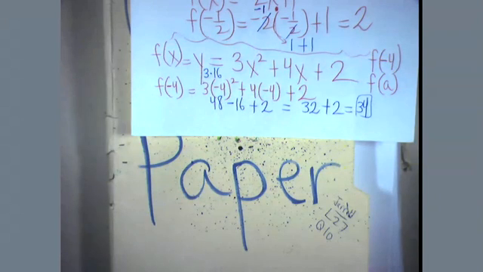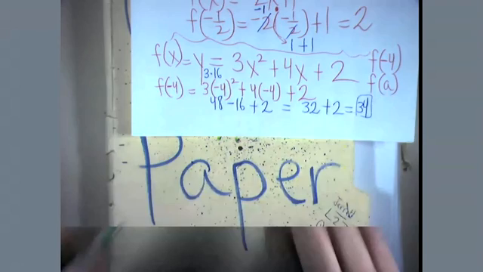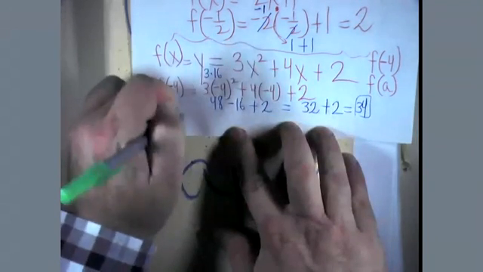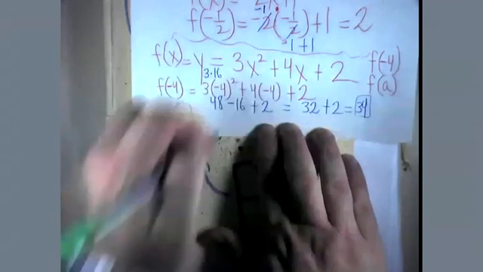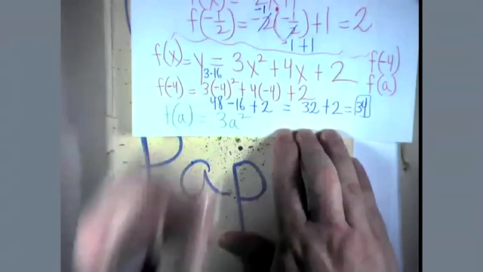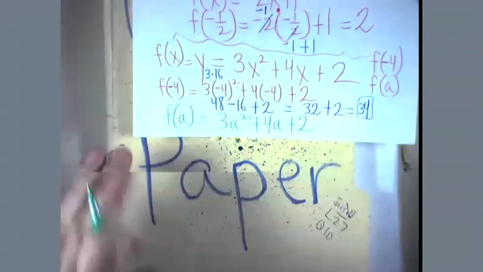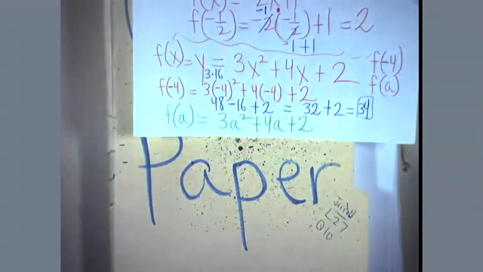Let's find the second function. The second time around, everywhere you see an x, that means you plug in an a. So we have f of a equal to 3a squared plus 4 times a plus 2. And we can't do anything more to that function.